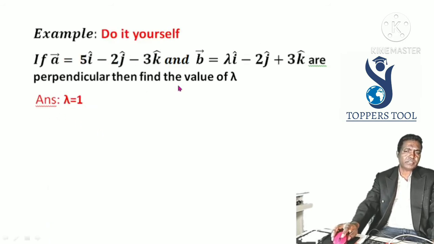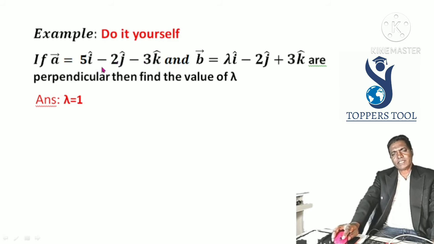So let's do it yourself. Vector A is equal to this and vector B is this. If they are perpendicular, then find the value of lambda. Whenever you are given two vectors are perpendicular, then immediately you write that vector A dot vector B is equal to 0, and using this relation you can find the value of lambda.